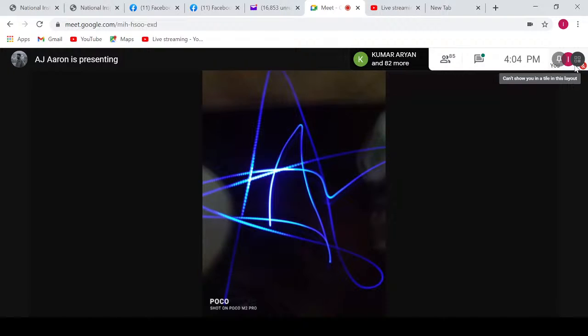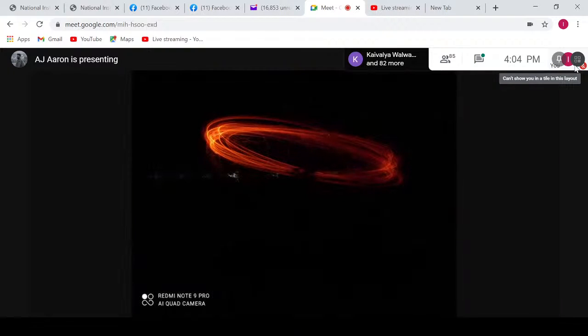Any more doubts about this? There is one more interesting image here. Long exposure only. Can you guys see it? Can I know whose image this is?